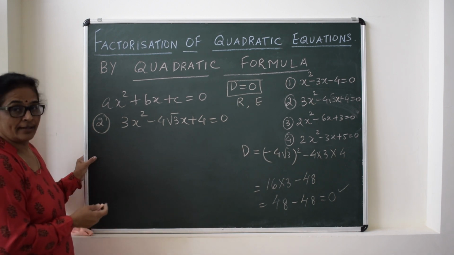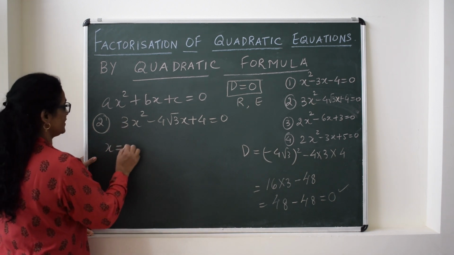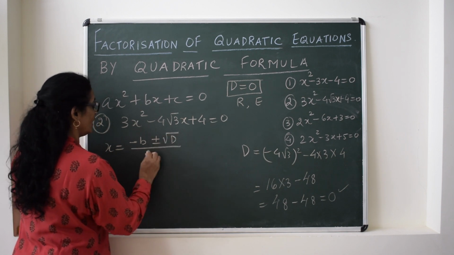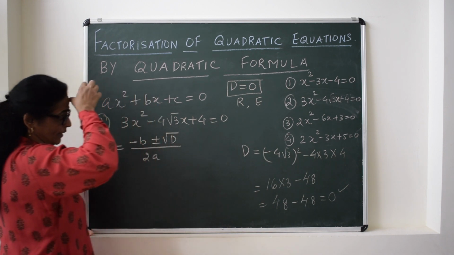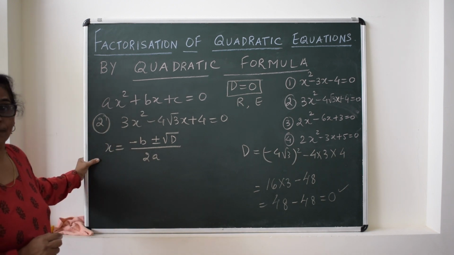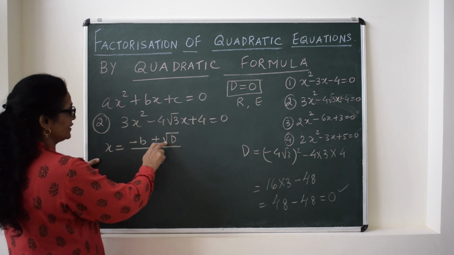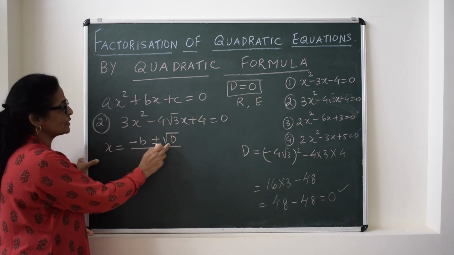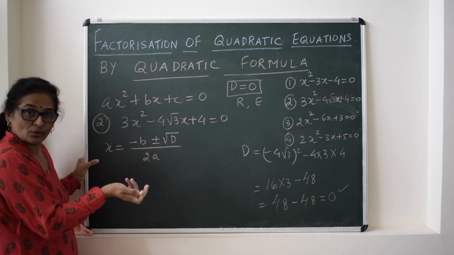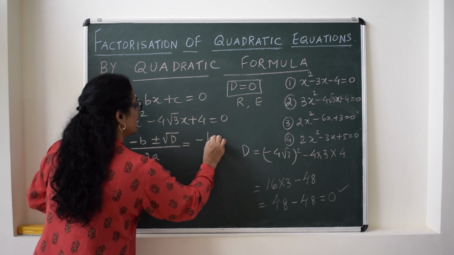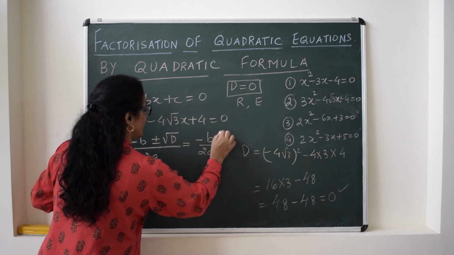So let's calculate that. The value of x is minus b plus minus under root of D upon 2a. Once we see D is equal to 0, it means that this term will not be written. Why? Because D is 0, so under root of D is also 0. So ultimately the formula will be minus b upon 2a.